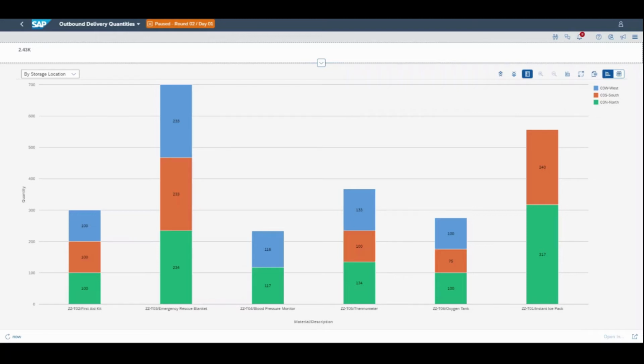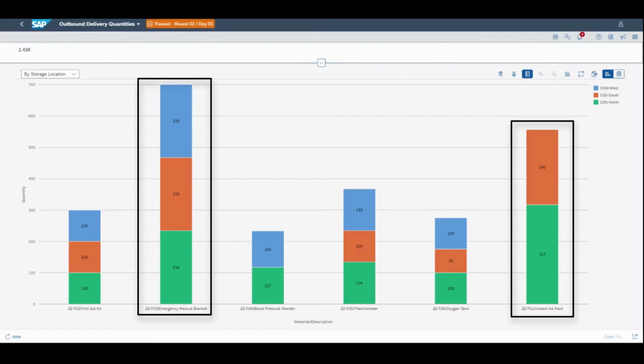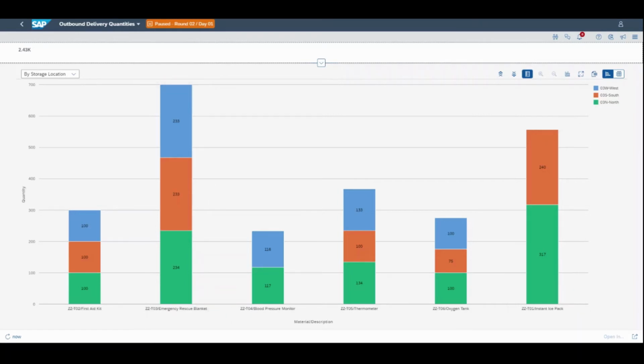Depending on market demand, some products may sell better in different regions. For example, it seems instant ice packs and emergency rescue blankets are selling very well in the north, and this new piece of information can push the logistics representative in allocating more of those products for the north than for other regions, and if applicable, can inform the procurement representative on how much to replenish in the next purchase order.